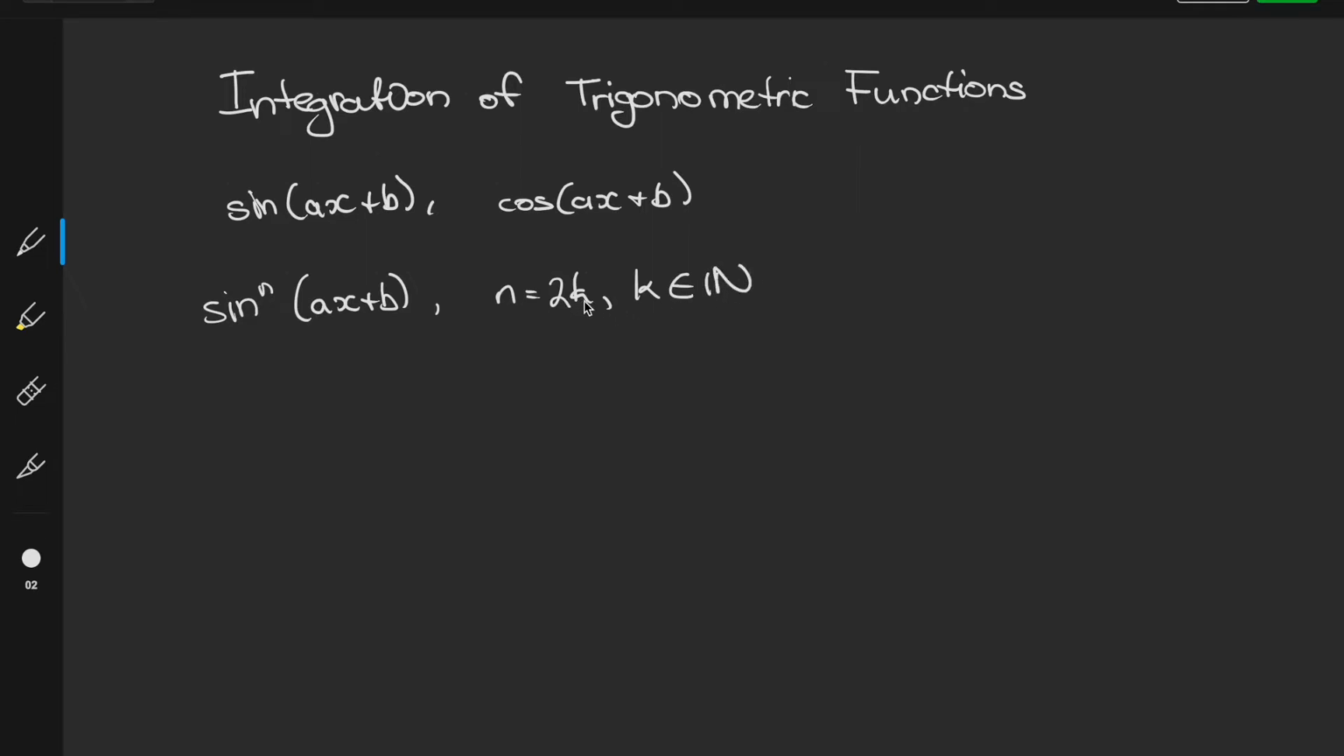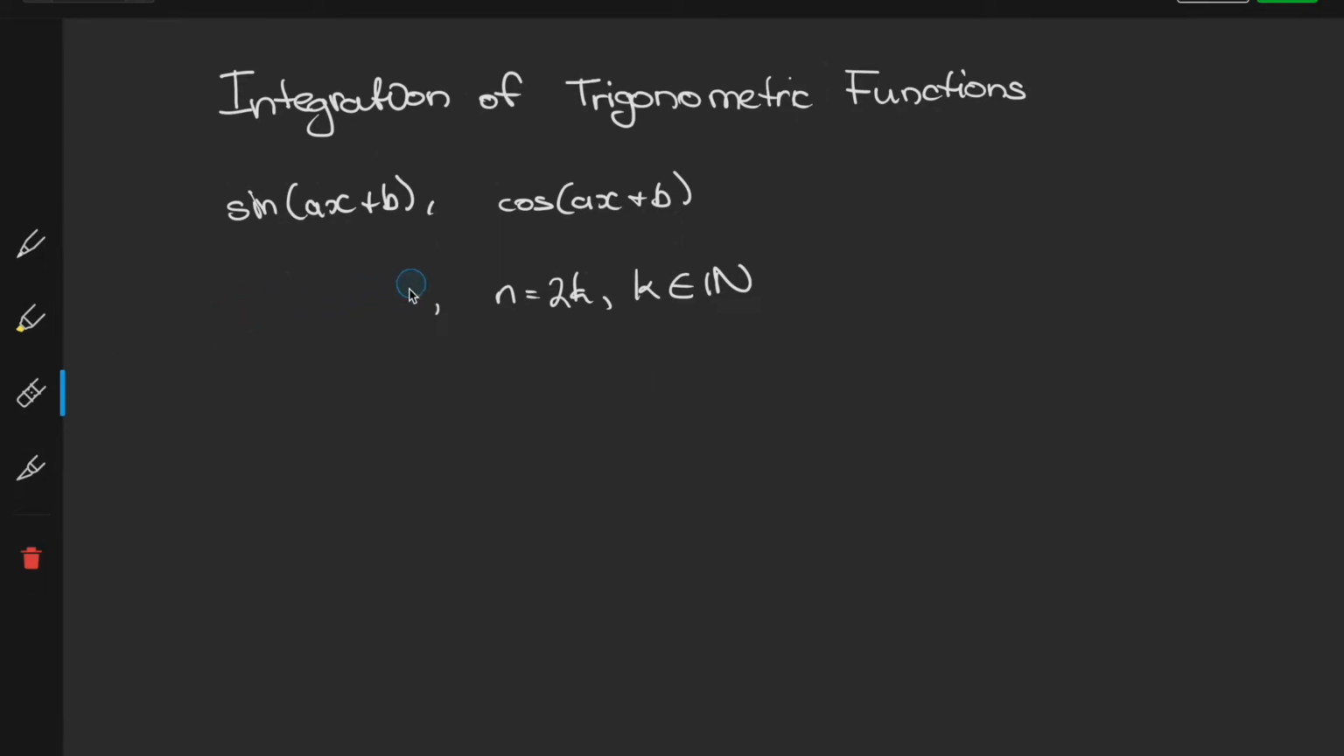So if we have k equals 1, we'll have n equals 2, which is even. If k equals 2, then we'll have 2 times 2, which is 4, n is even. So that's what we mean by even powers of the sine and the cosine.